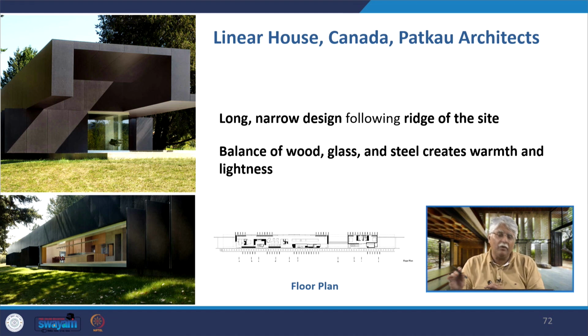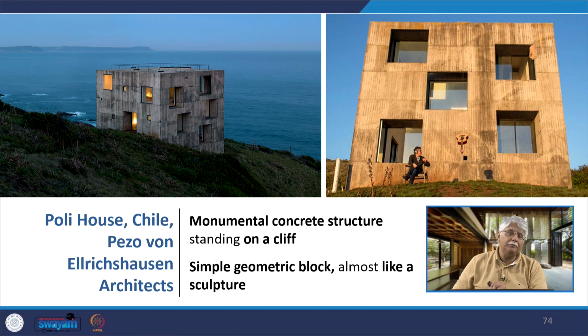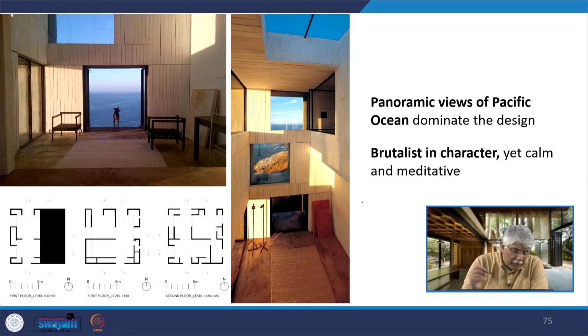It's a long narrow house, as you see here, following the ridge of the site. There's a balance of wood, glass and steel that creates warmth and lightness in the building, and extensive glazing has been used. Another idea which is obviously coming from modernism: framing views of the landscape and the sea. As you see, through and through, you can see the sea views. And then we have the Poli House in Chile, a monumental concrete structure standing on a cliff, a simple geometric block, almost like a sculpture. Panoramic views of the Pacific Ocean through the house dominate the design.